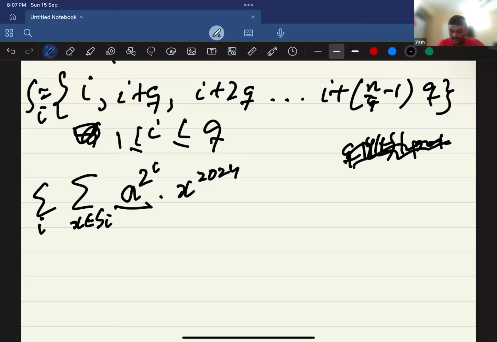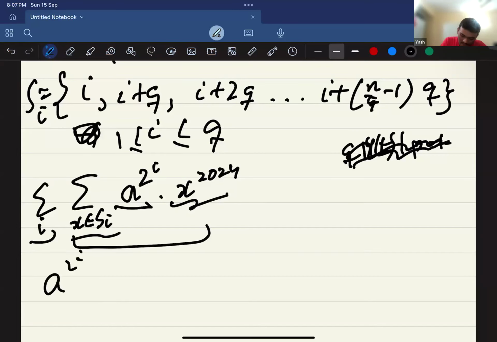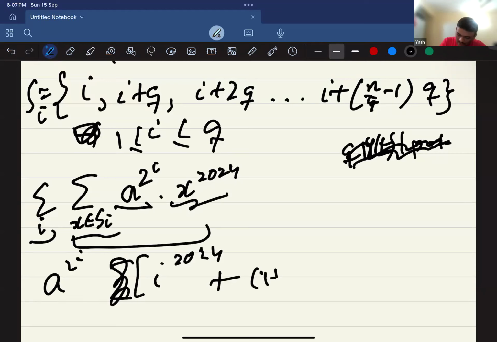So the point being that now I can evaluate this using the binomial theorem. I'll fix this i and evaluate the sum for Si individually. This thing is nothing but a to the 2 to the i. I'll just leave that out because of course this is the same for all of them. And then I'll have i to the 2024, plus i plus q to the 2024. Okay, I'll remove this simplification so it becomes a bit more intuitive.